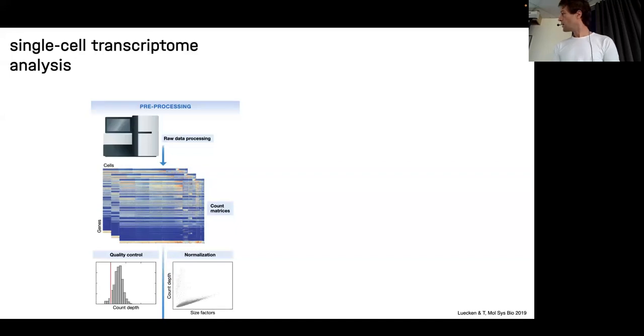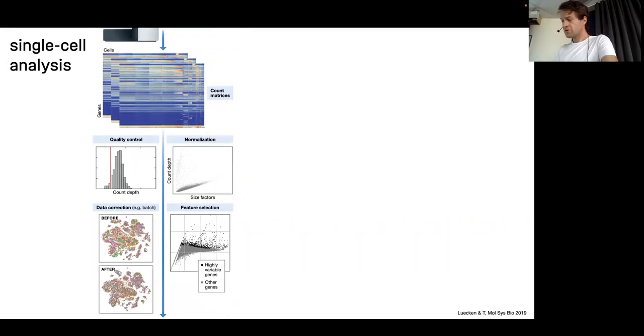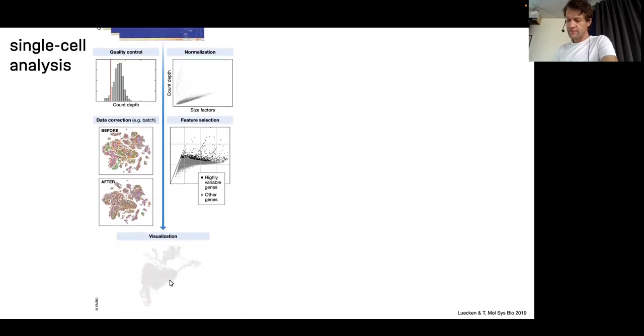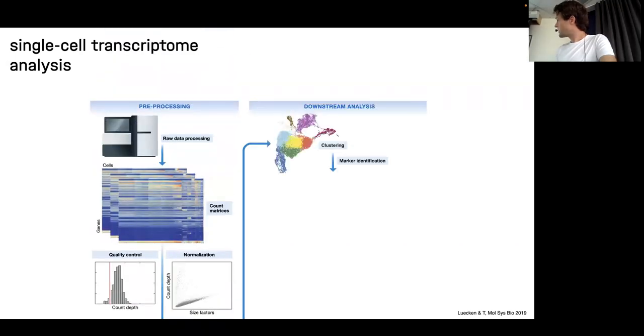So what we do is we typically start from a sequencer, do some type of count matrix quantification. I won't talk about the previous steps: some normalization, QC. Then the whole data correction part, which is the integration that will be mentioned in a minute. We visualize these things, and then check out these animations.